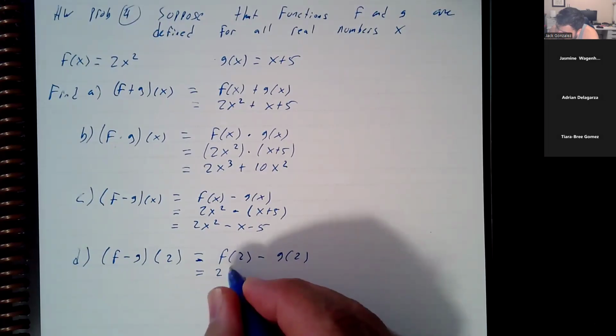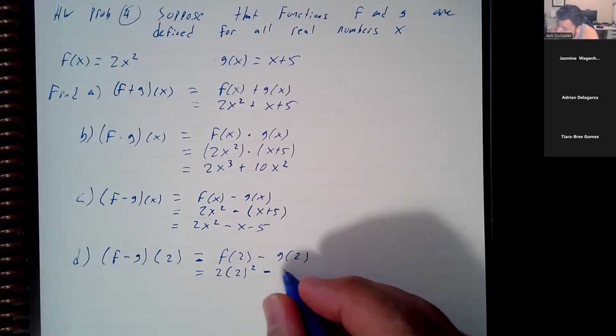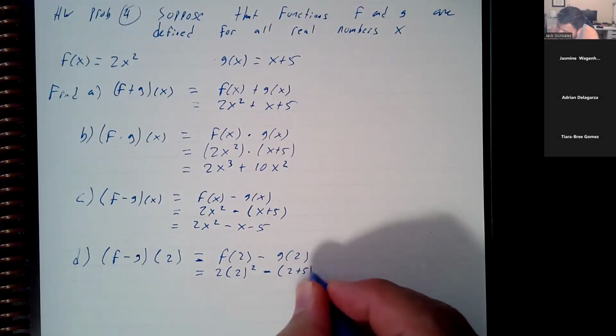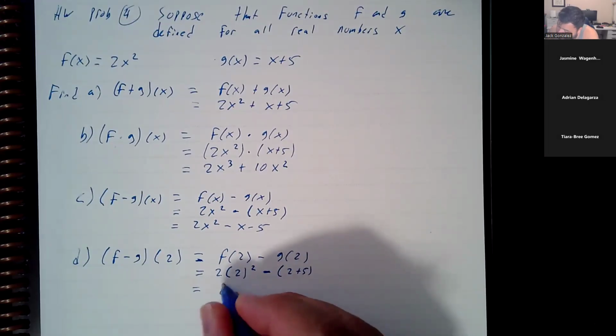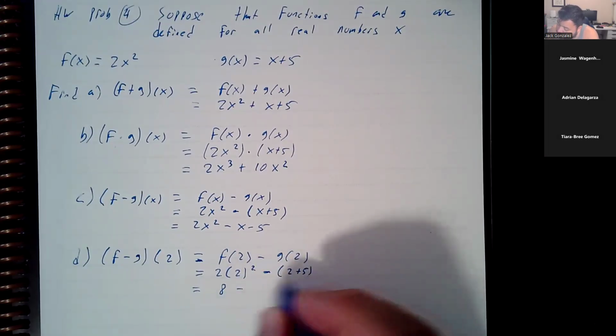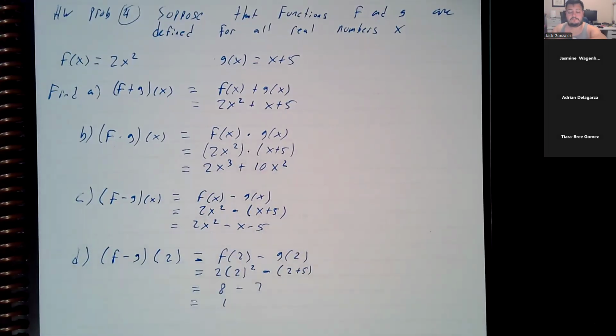That'll be 2 times 2 squared minus 2 plus 5. That'll be 4 times 2 is 8, minus 2 plus 5 is 7. Be 1. So no question on A, B, C, or D.